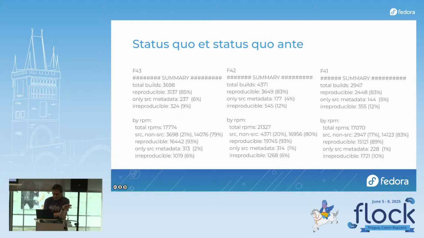A quick comparison with also not statistically significant numbers from the past: we are slowly going up in the reproducibility metrics, but not very fast. There are still a lot of issues. The first version after add-determinism was added in the build root had 12% irreproducible, and now we are down to 9. It's an improvement, but not enough.